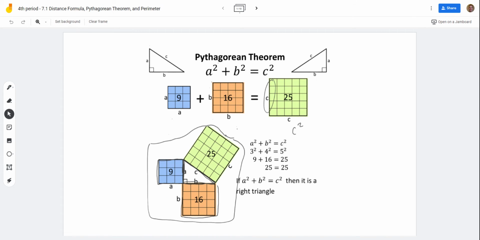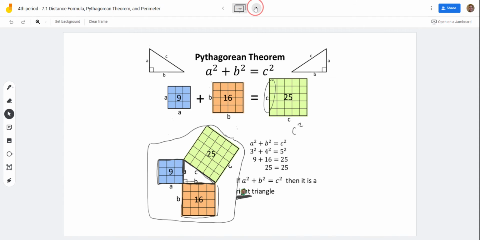And this is only true for right triangles. Right triangles have this sweet spot where this is actually true. So if you have a squared plus b squared equals c squared, then it has to be a right triangle. And this statement works the other way too. If you have a right triangle, you also have a squared plus b squared equals c squared. That statement goes back and forth. This is really important to remember: it is only for right triangles.